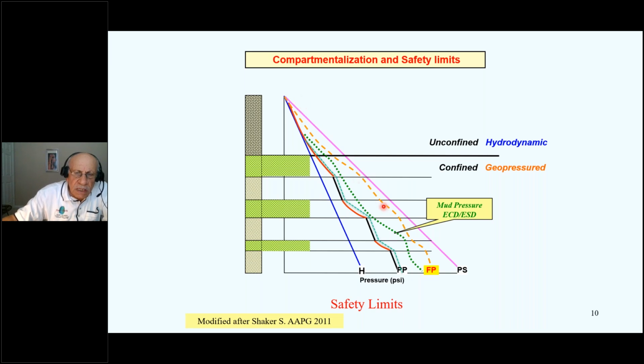Here is a generic plot, and I would say the compartmentalization is here for safety. It is very important to have compartmentalization assignment in the subsurface for safety. Here is your pore pressure, the usual linear, exponential. Here is your frac pressure, right here. And between the pore pressure and the frac pressure, you do have the mud.